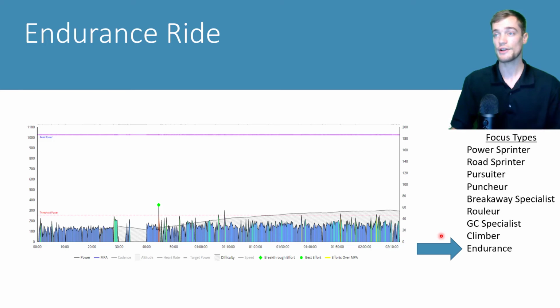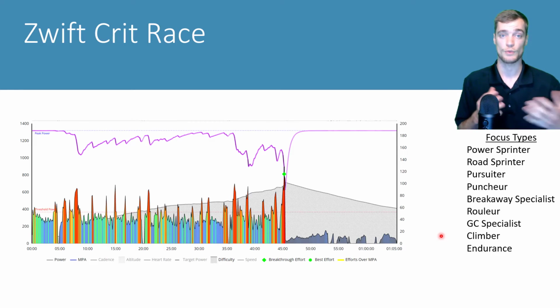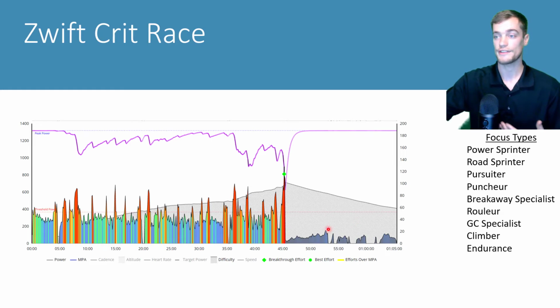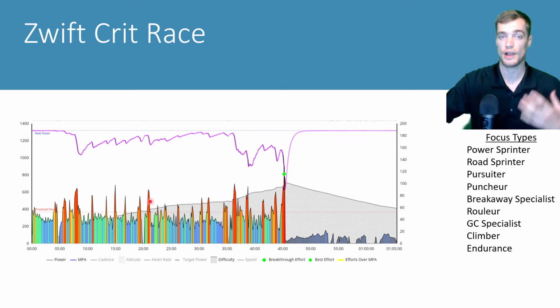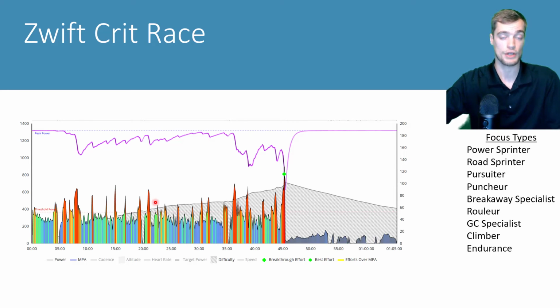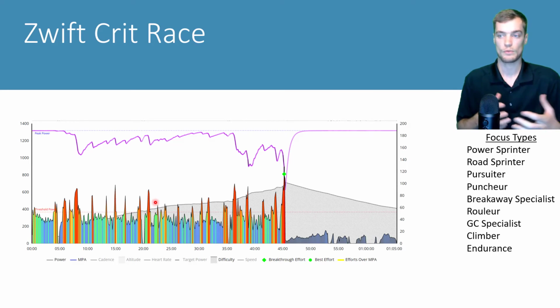Now this is in stark contrast to, say, a Zwift crit race, where you can see from the MPA data here and the power data, there's hard surges, there's a powerful sprint at the end. The surges could be trying to hold a wheel, it could be trying to bridge a gap, punching to stick with a group up a short hill. There's many reasons why you might need to surge like that.